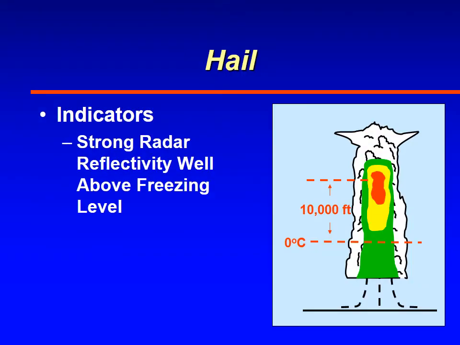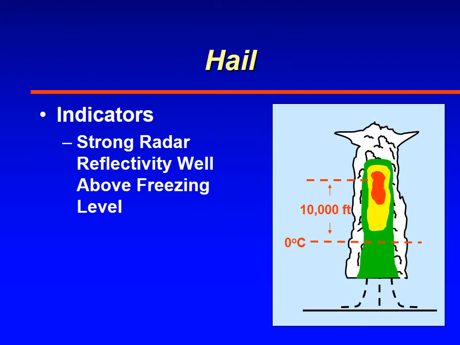There is really no sure way of finding hail in storms except for flying in a storm and looking at it. You want to try and avoid that if you can. But one of the tried and tested methods over the years that seems to work pretty well is that if you have a very strong radar return well above the freezing level.